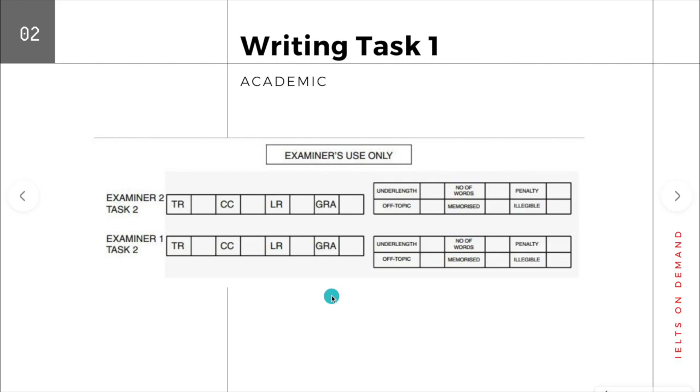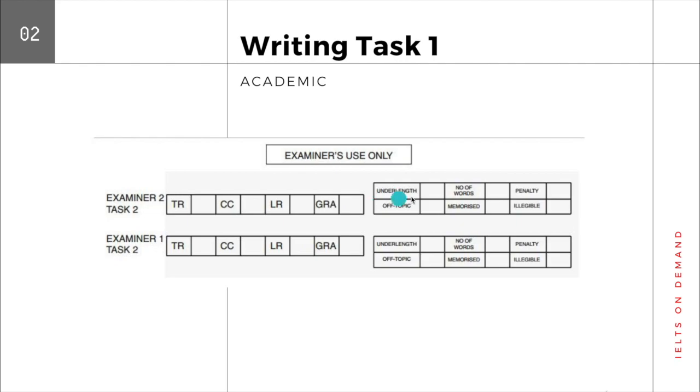On the right side here, you can see different words written here. There's under length, which means that you did not write 150 words or more. That is below 150. And then next to that is the number of words, where they will actually place the number of words that you have written, and then your appropriate penalty from these examiners. Off topic basically means that you did not answer the question, or if you did answer the question, there are several things that you mentioned that are not needed, so you have to be careful about that.